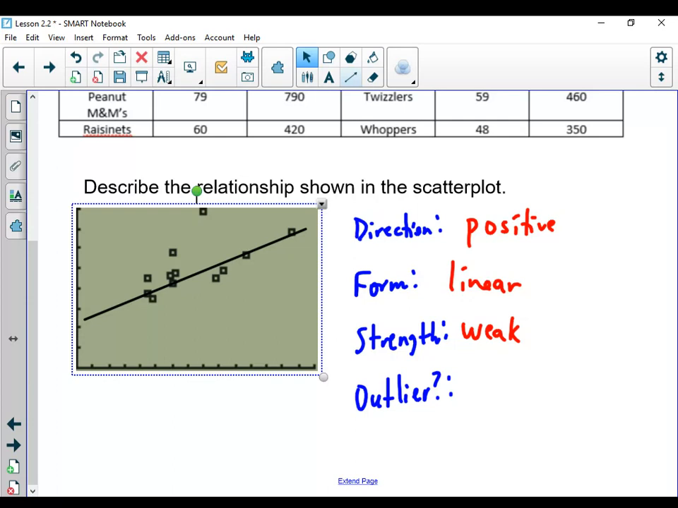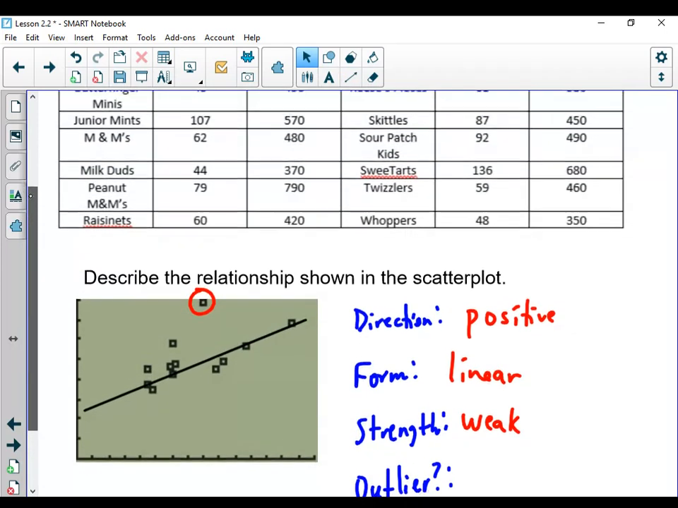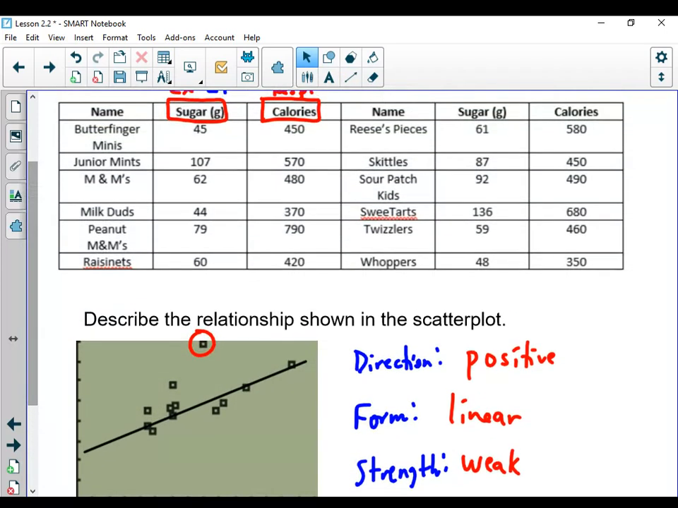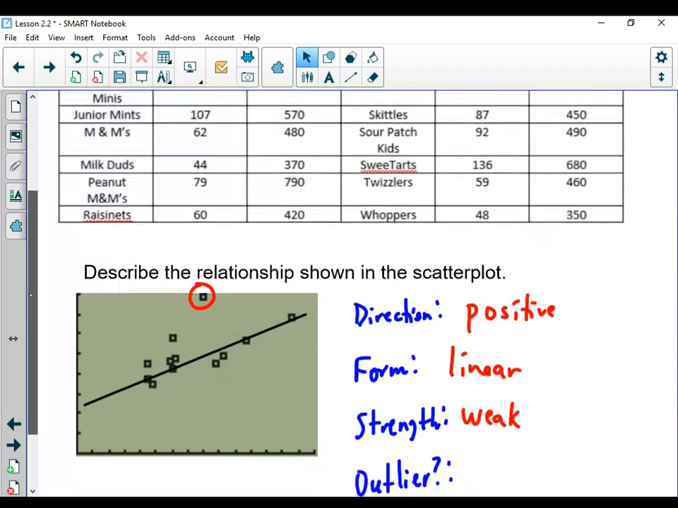Any outliers? Yeah, it looks like this one is kind of by itself. Which one was that? This one was a lot higher on one. Yeah, the peanut M&Ms looked like the highest one. So it looked like we did have an outlier there with peanut M&Ms.